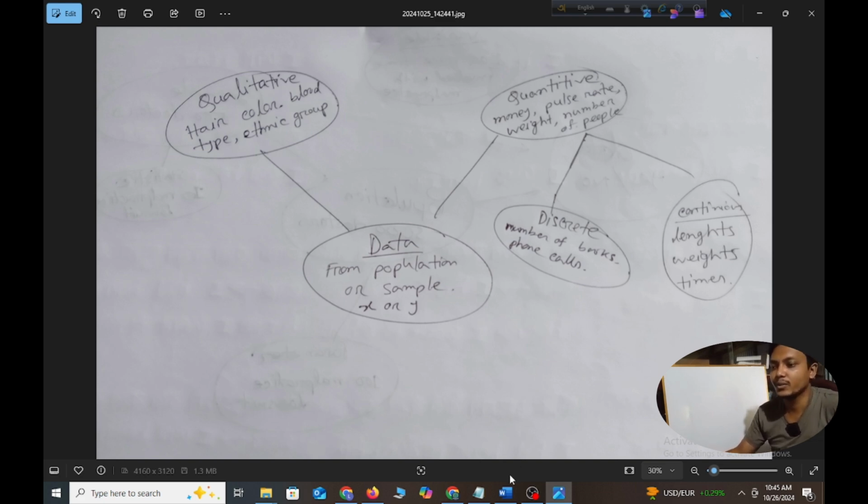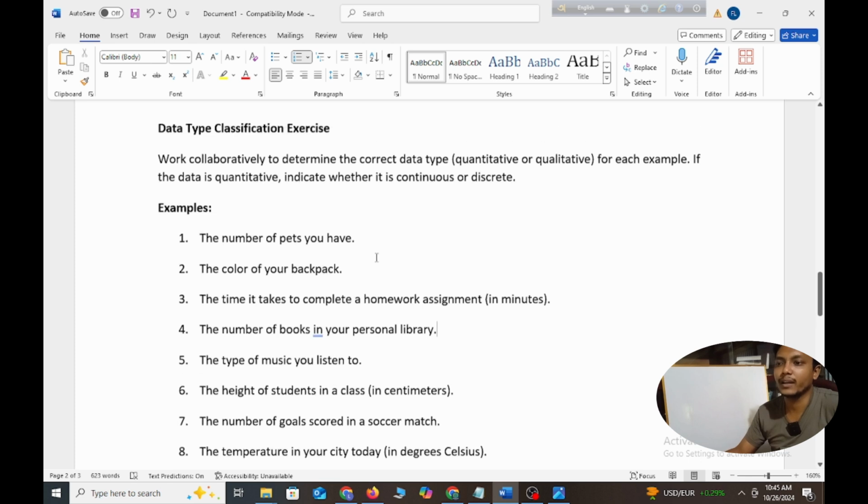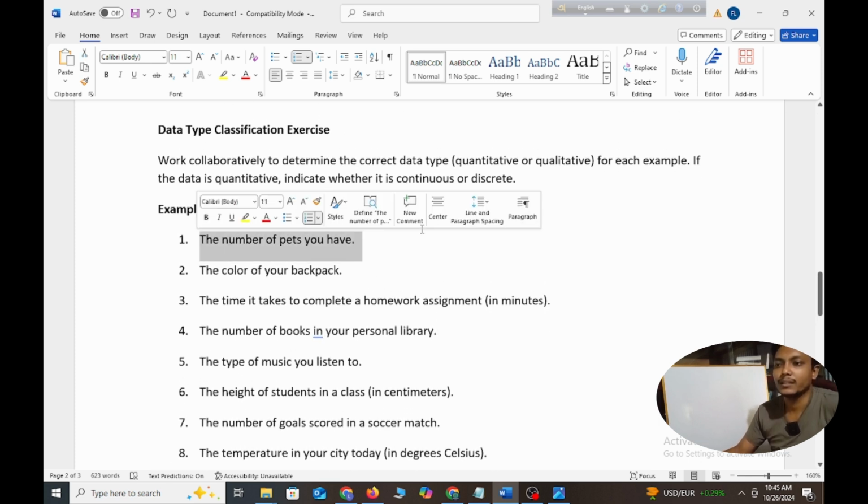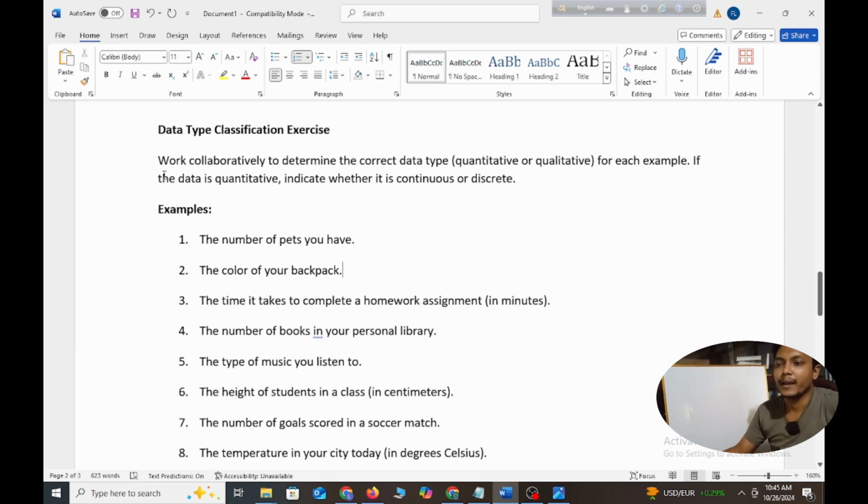Now I will show you some examples, and you need to decide which kind of data we are talking about. If you see my screen, I'm showing you some data, like the number of pets you have. You will never have three and a half cats. It would be three cats or maybe four cats. So this is quantitative discrete data. The color of your backpack is qualitative. The color is not like one color, two colors.